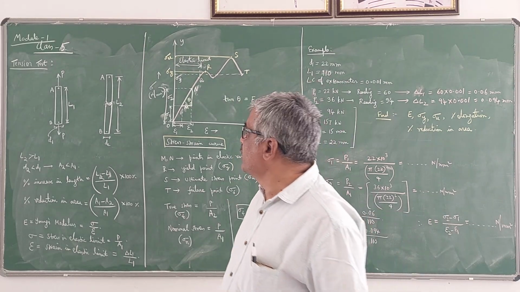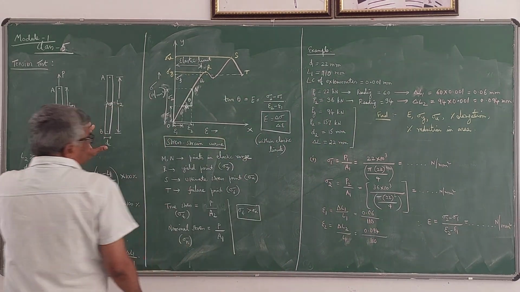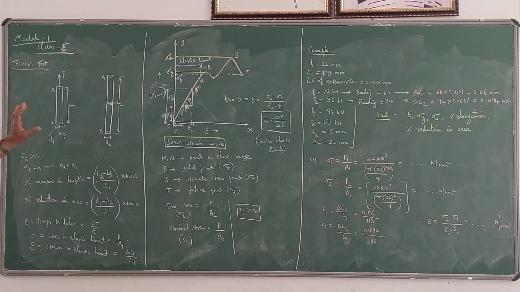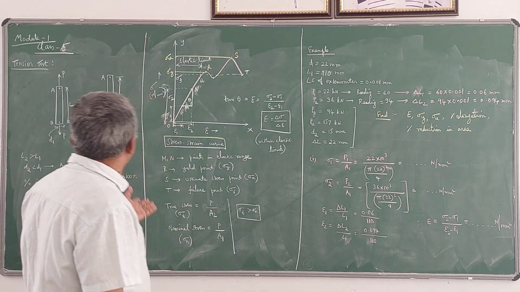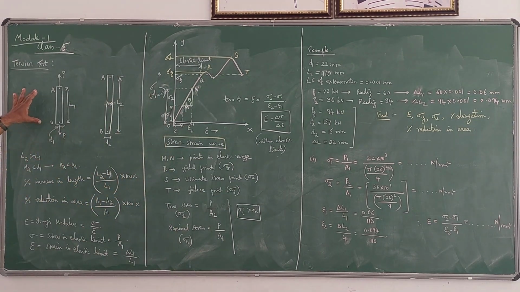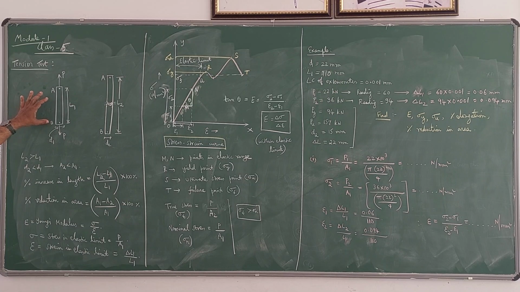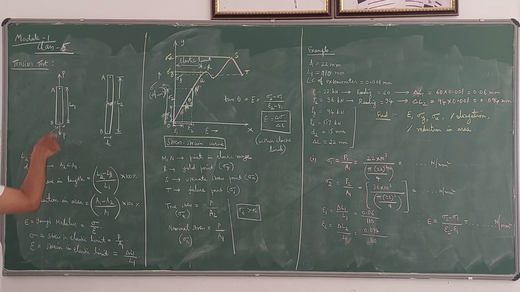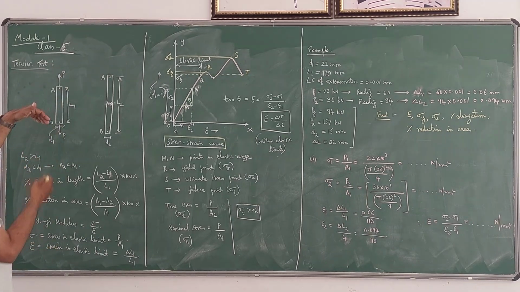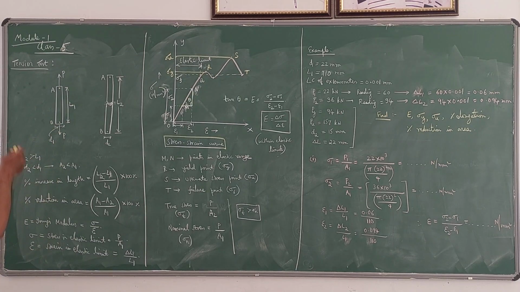Dear students, in this class we will see how a tension test is conducted on a mild steel specimen or any specimen of material. Here, this is the specimen under consideration. The initial length I have taken as L1, and it is subjected to a pull force, that is tension force P, in the machine. The machine in which we conduct the tension test is called the universal testing machine.